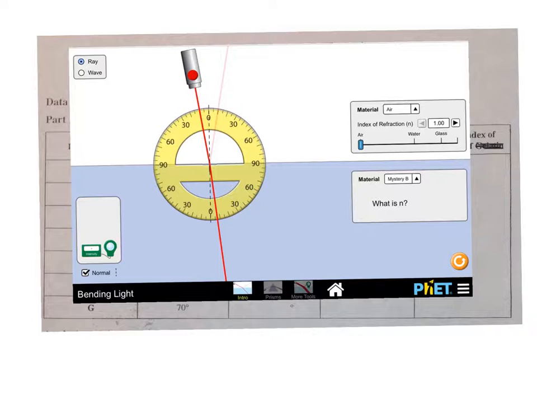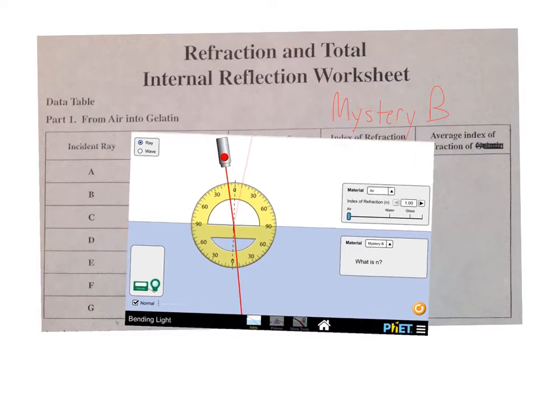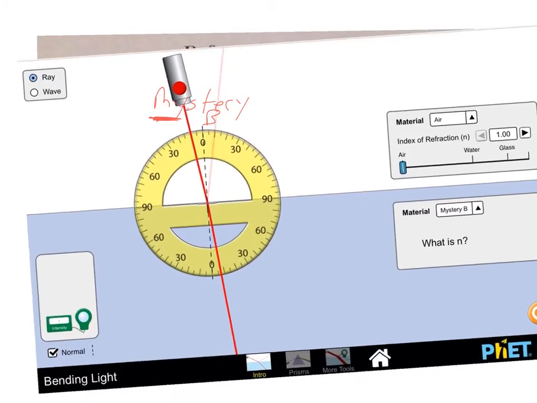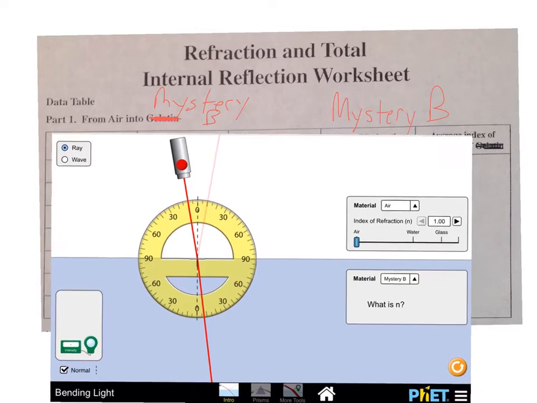It says in your lab that you'll be collecting data about air and gelatin. We will not be doing that today. We are actually going to be doing mystery B. So where it says gelatin on your lab, you're going to want to mark that out and write mystery B. Okay, and then you're going to be using the simulation to find that information.